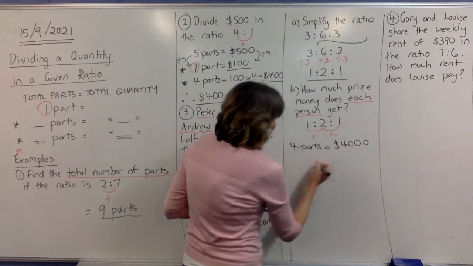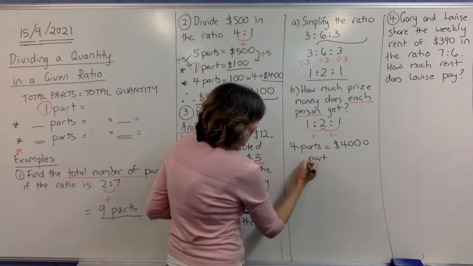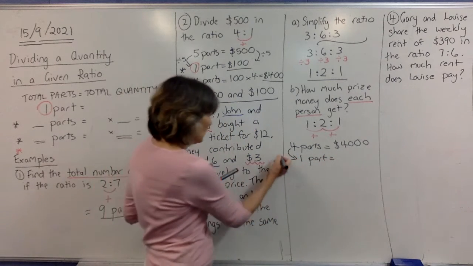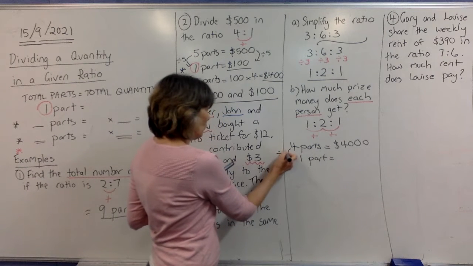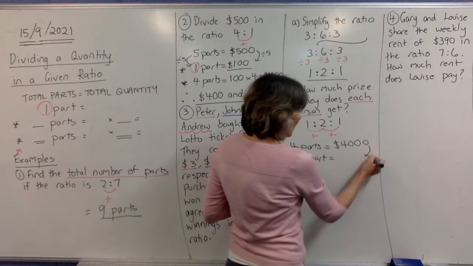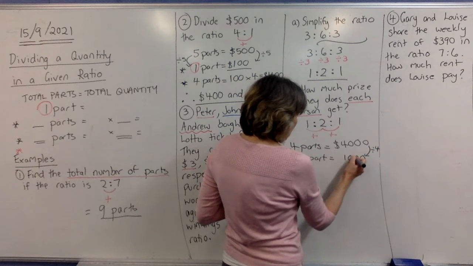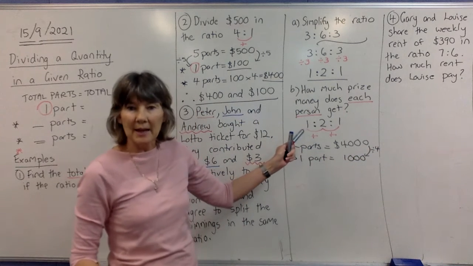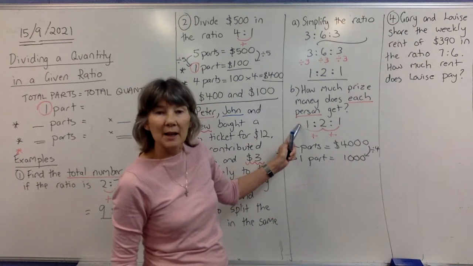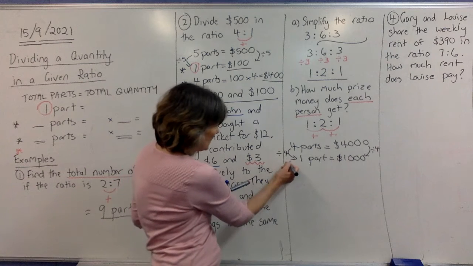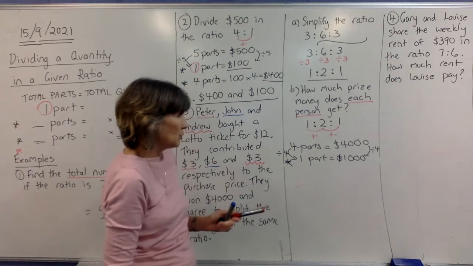Now remember, the next part is always to find one part. So what do we have to do to 4 to get an answer of 1? We're dividing by 4, and do the same over here. And that will give you 1,000. Now, one part is needed in our answer, so I'm going to put the units on that. And that's one of our answers. I'll just put a little asterisk next to it.